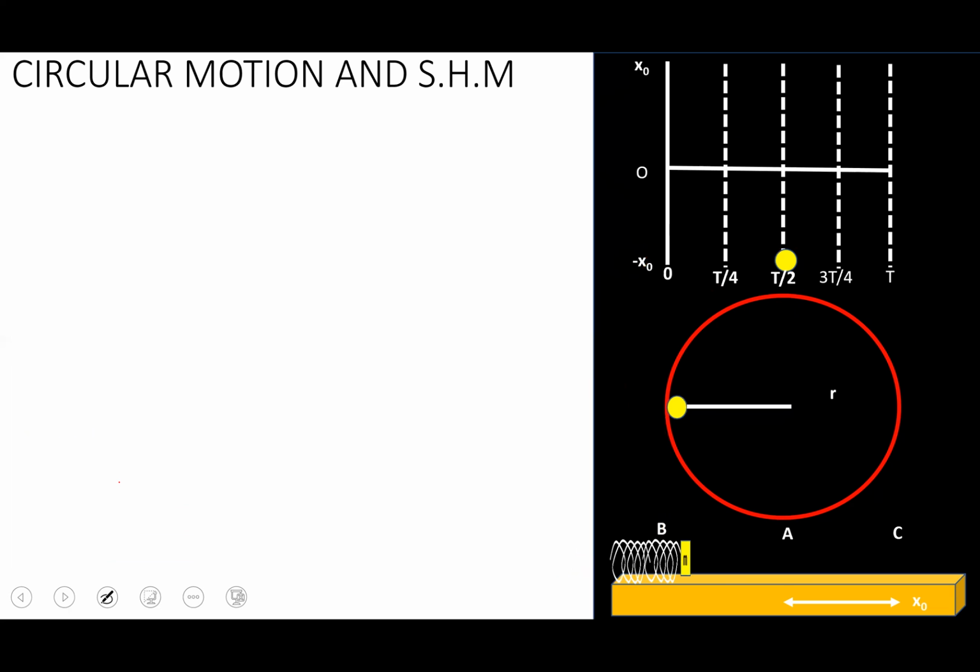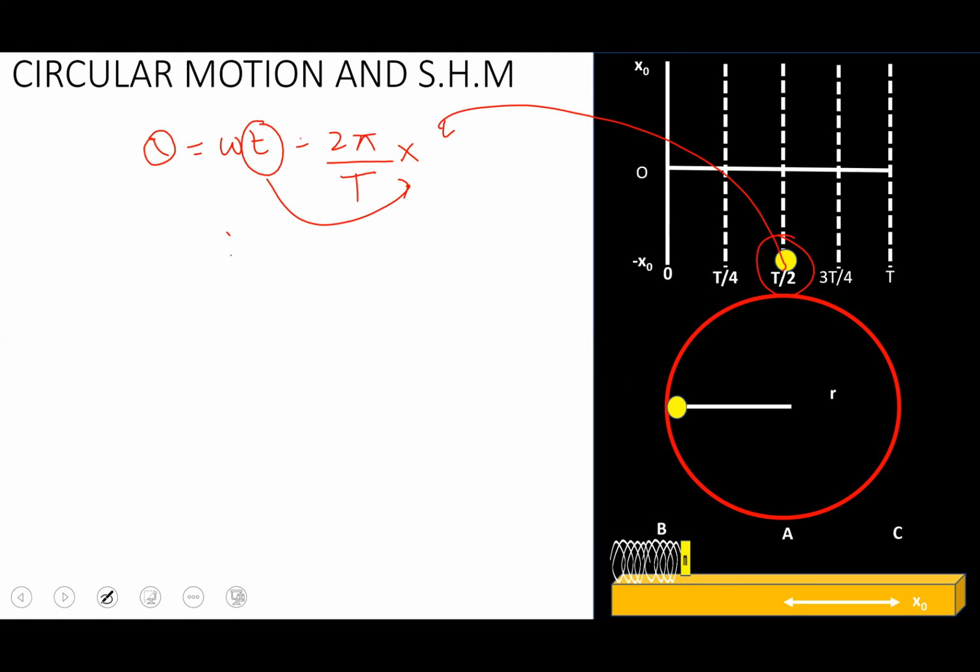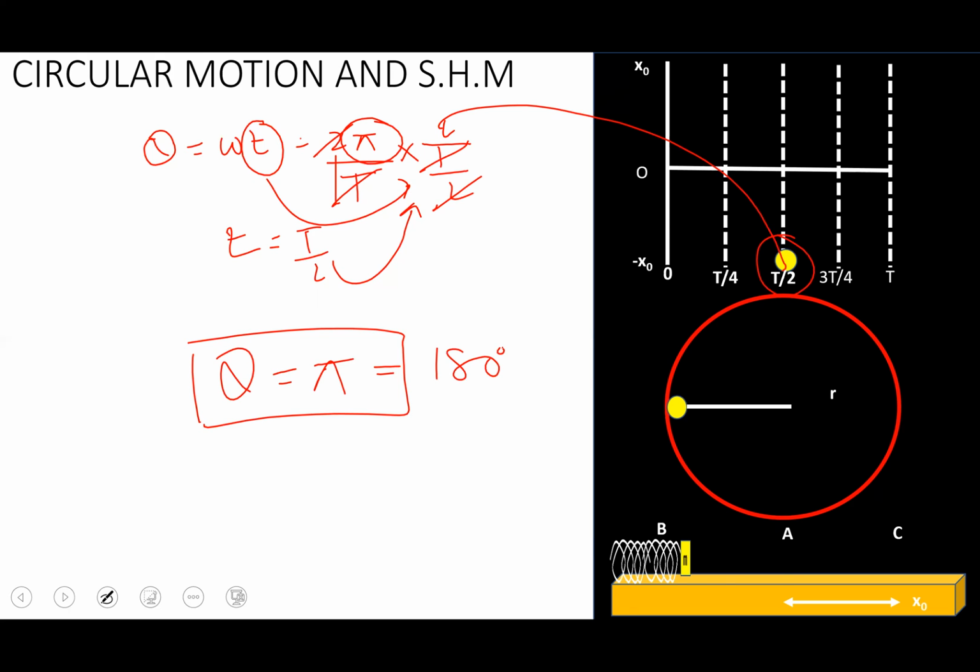Now in this case, we have to see what will be the value of radian at this point. Again, we have to follow this formula: theta is equal to omega t is equal to 2 pi by T multiplied by the value of small t. If we put in the value of small t is equal to T by 2 in this formula, let's see what happens. So T by 2, and in this way, we can cancel out this T with this T, this 2 with this 2. The only thing left is pi, which is 180 degrees in degree form. So at this point, the body has covered 180 degrees or pi radian.